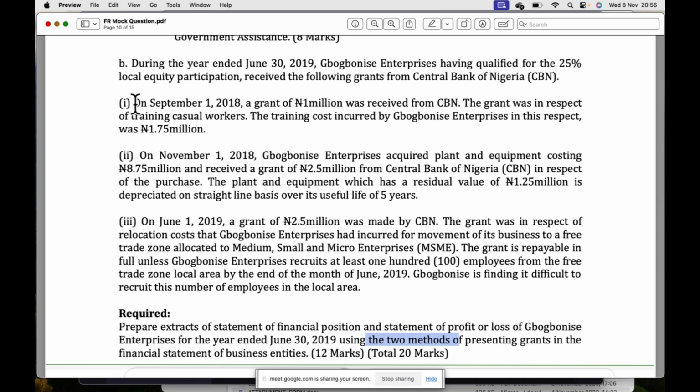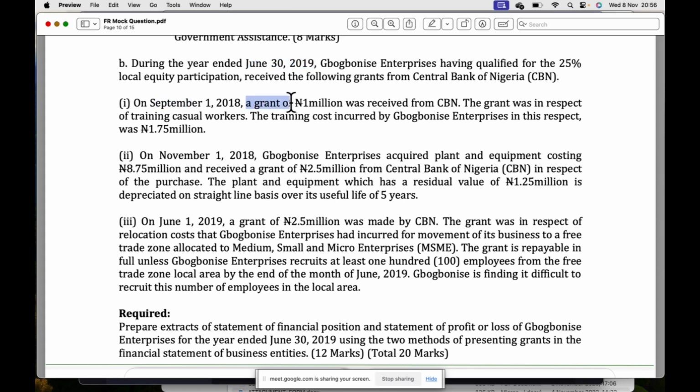He said that on September 1st, 2018, that should be during the year, because the year would begin on 1st of July 2018 since it's ending June 30th. So that means it will start on 1st of July. So this is during the year.